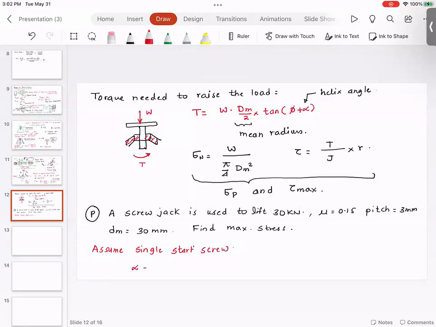So I can find out the value of alpha. The pitch is equal to 3 millimeters, and this is pi times 30 millimeters. So tan inverse of 3 over pi times 30, that gives me the value of alpha.